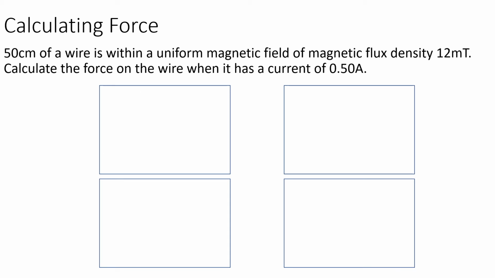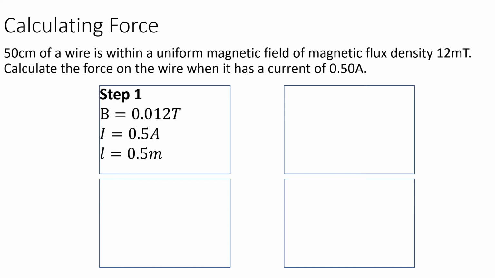Next, we have 50 centimeters of a wire within a uniform magnetic field of magnetic flux density 12 milliteslas. Calculate the force on the wire when it has a current of 0.5 amps. In this case, we've been given 50 centimeters and 12 milliteslas, and so we must convert these to scientific units, which are 0.012 teslas, 0.5 amps, and 0.5 meters.